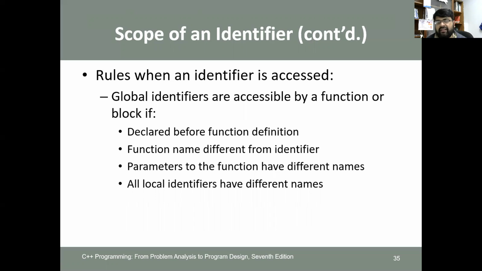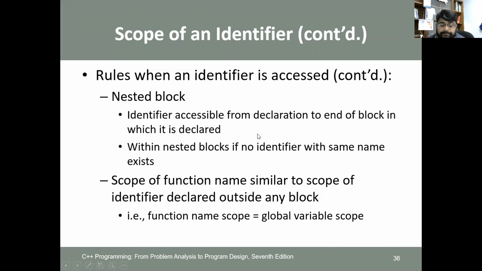So if you want to use a global variable x, you need to have a different name for the parameter of the function, and all the local identifiers declared within the body of the function should also have different names. So these are the 4 typical rules for a global identifier to be accessed. Although I did give another way to access it: you can use 2 colons if you want to access a global identifier. However, it is only recommended that the same global name is not used across identifiers.